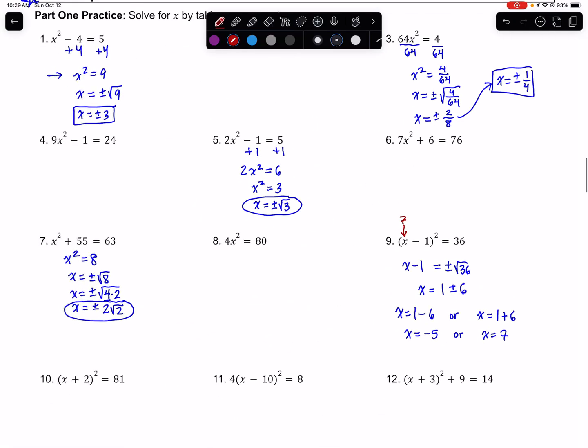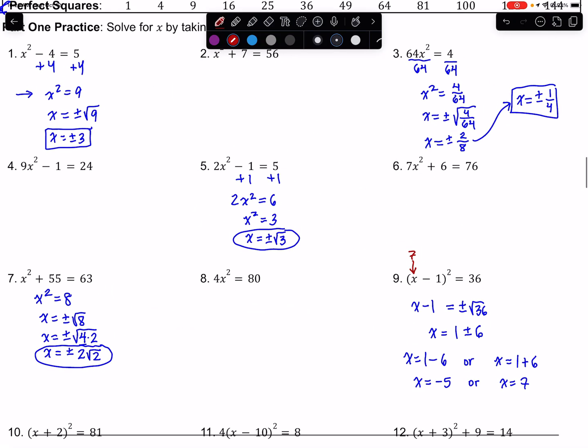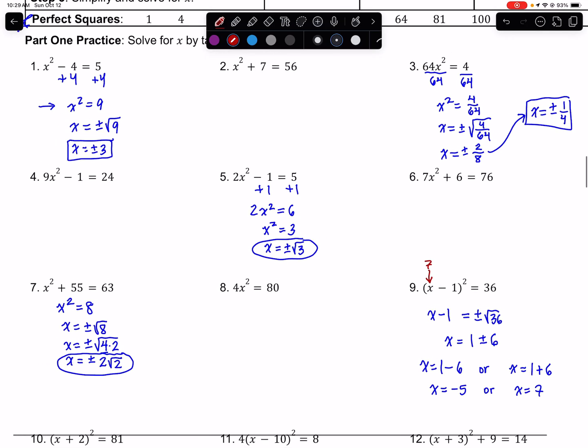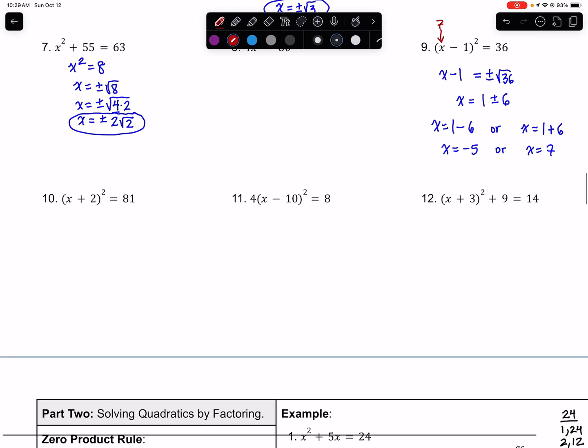And if at any point I've gone too fast, you can go ahead and pause right now. Here are the answers so far. Okay, we just have one more.